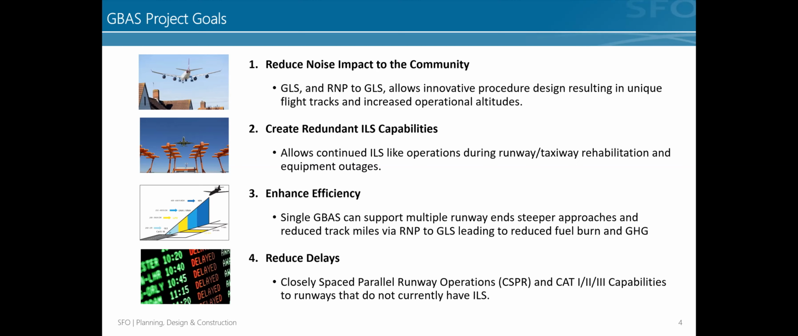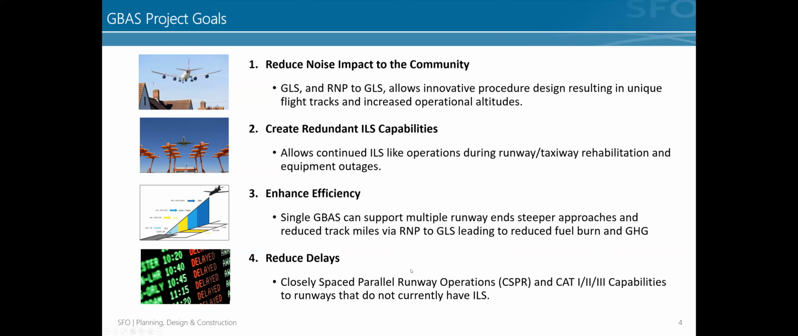There are other goals like creating redundant ILS capabilities. That's one of the advantages of having a GBAS, is that it gives us a backup system to some of the existing ILSs on the airport. There are other efficiency enhancements that can be had related to the angle of the approach that an aircraft can fly coming in. These are usually very closely related to our first goal of reducing the noise impact, where we're trying to keep aircraft a little bit higher along a more optimal glide path that involves lower thrust usage, and in some cases a cleaner wing.